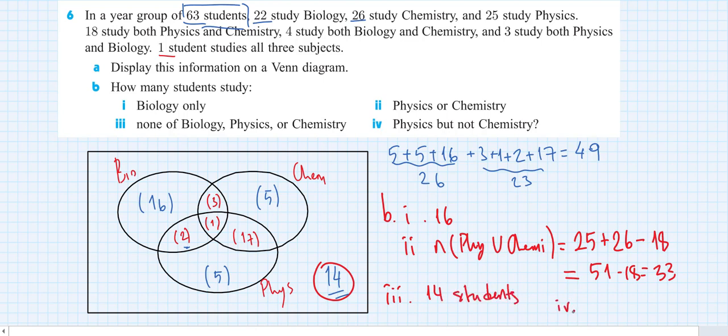And last, part number 4, physics but not chemistry. From the Venn diagram, I can see that there are 5 students who take only physics, and there are also 2 students who take physics and biology. The other ones take chemistry with physics. So I just need to add these 2 and 5. So there are 7 students. 2 plus 5, 7 students.